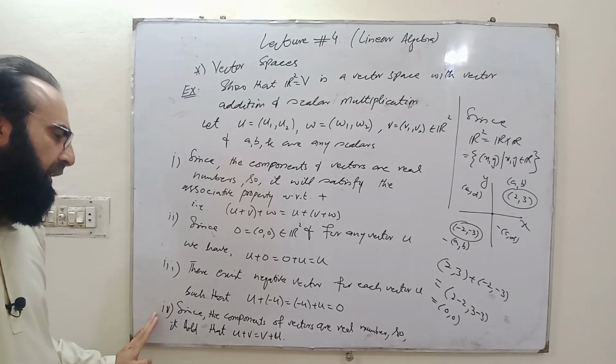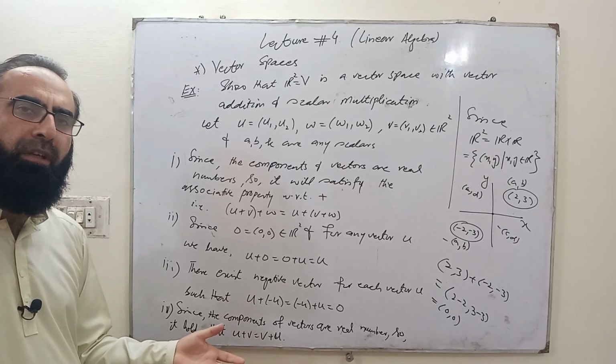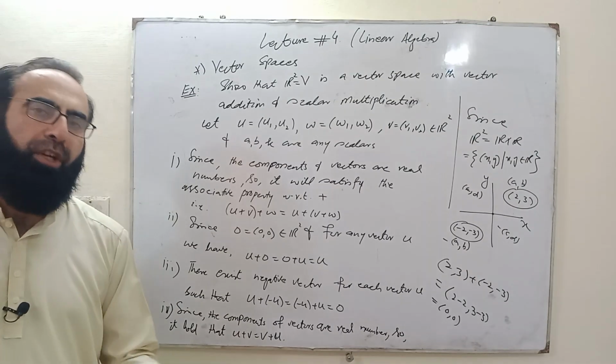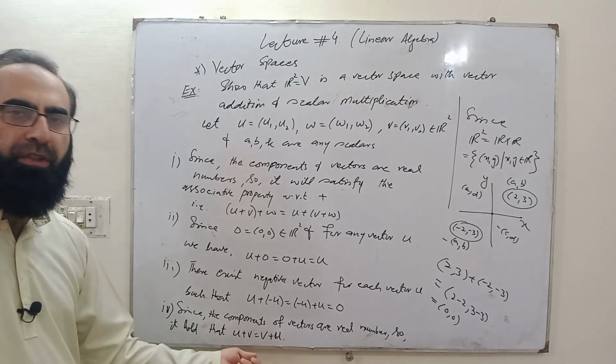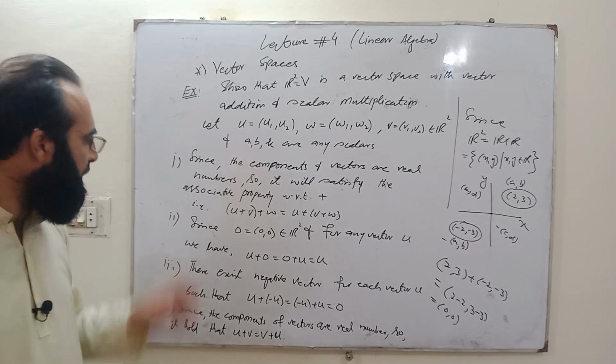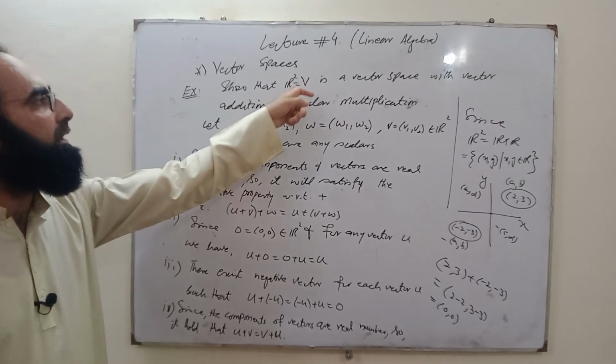In the fourth property, just like the first property, since the components of each vector belong to real numbers, and we know that real numbers satisfy the commutative property, these vectors will also satisfy the commutative property. These are the first 4 conditions which are satisfied by this V.